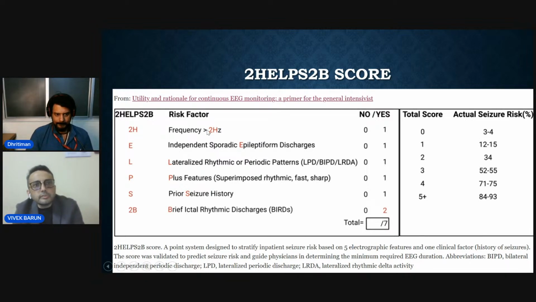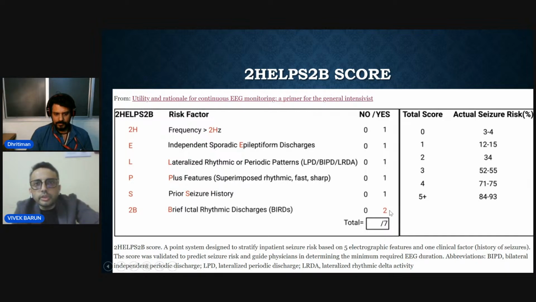If the frequency of the periodic discharges or spike and wave discharges is more than 2 hertz, it gets 1 point. If epileptiform discharges are present, you get 1 point. If there is lateralized activity, whether it be LPDs, bilateral independent PLEDs, which I showed you, or lateralized delta activity, it gets 1 point. If there is superimposed fast activity, it gets 1 point. If there is a prior seizure history, 1 point. BIRDs, I will show you in the next slide; if there are BIRDs, then it gets 2 points.